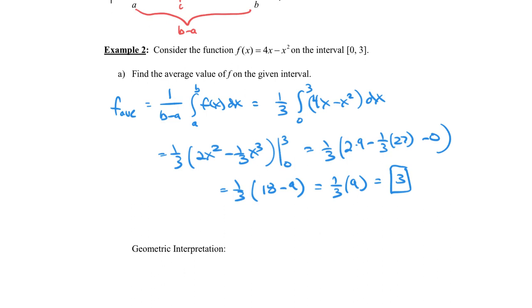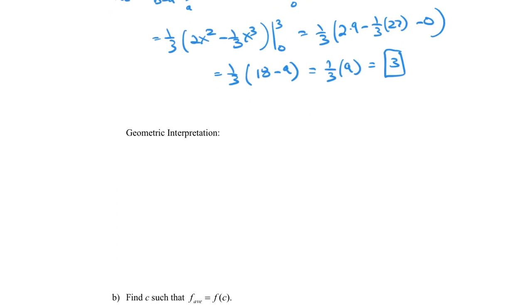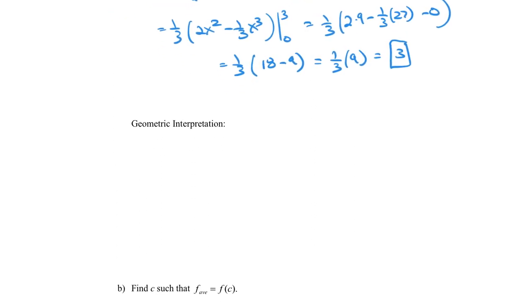And then for the geometric interpretation, if we were to graph that function, it looks something like this. We'll make a quick picture of it. You can put it in your graphing calculator, but it looks something like this. It goes 1, 2, 3, 4, 1, 2, 3, and it does something like this.